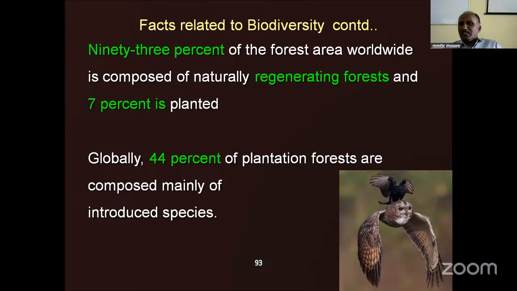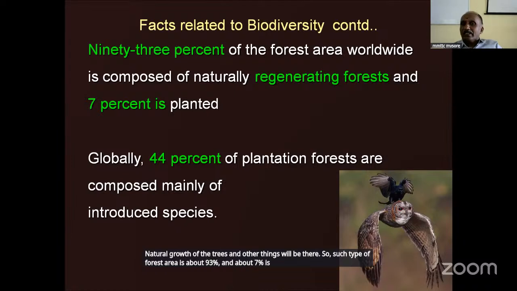93% of the forest area worldwide is composed of naturally regenerating forest. Natural growth of the trees and other things will be there. So such type of forest area is about 93%, and about 7% is just planted, through afforestation and other programs.